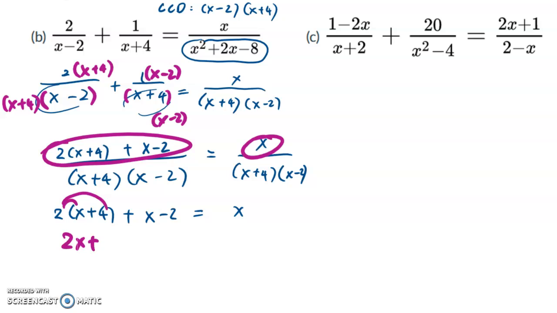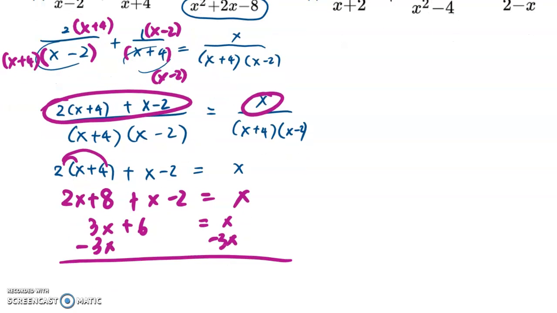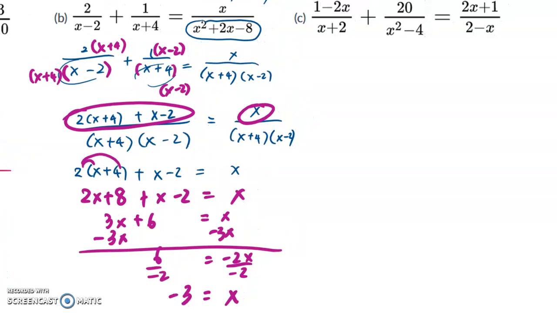Distribute over here, 2x plus 8 plus x minus 2 equals x. Combine the like terms on the left side, you have 3x plus 6 equals x. All right, I'm going to move the 3x to the other side, so subtract 3x on both sides. So I have 6 equals negative 2x. Divide both sides by negative 2. So x equals negative 3. So don't forget over here we need to check if your solution, negative 3, is making each denominator equal to 0 or not. If it does, then that means that solution will not be the solution of the problem. Right? Okay, so you check over here.